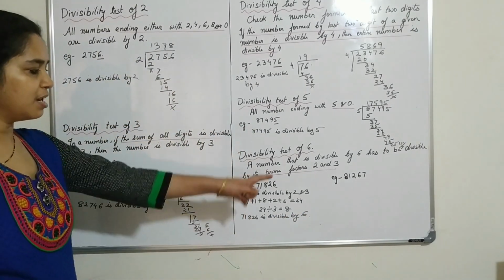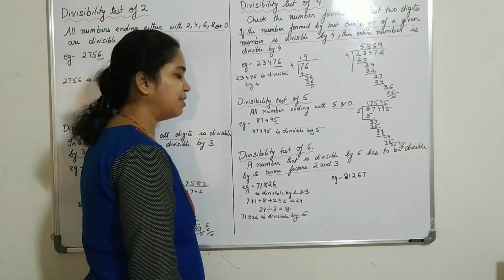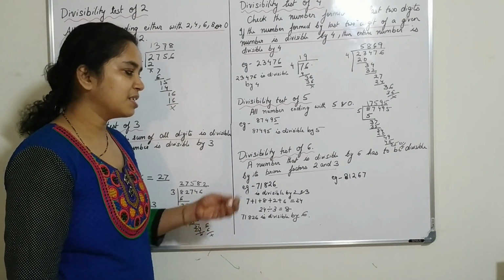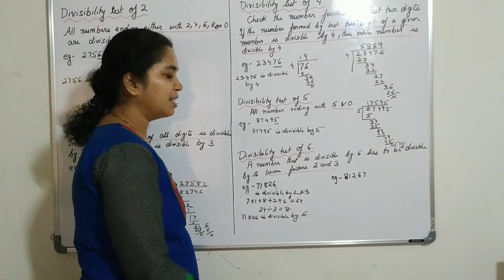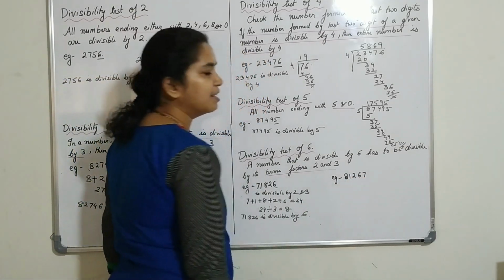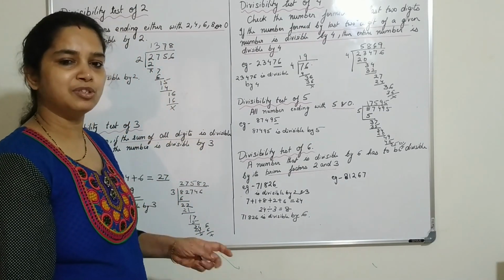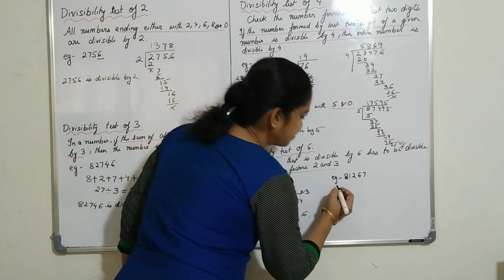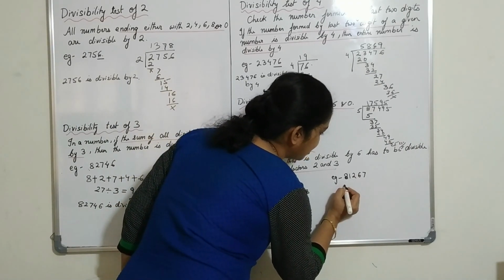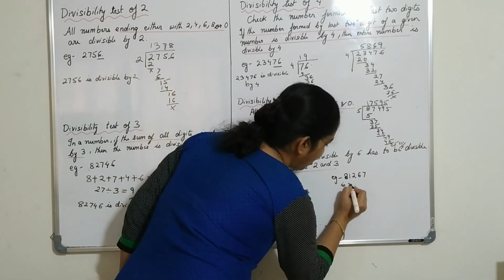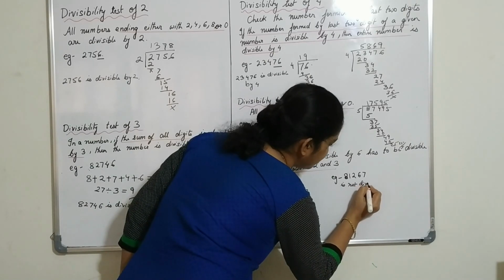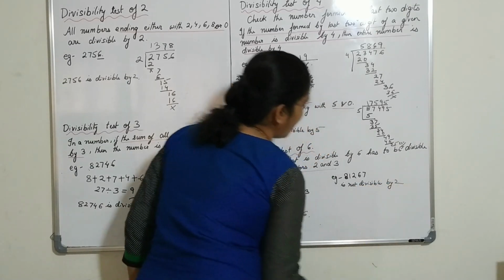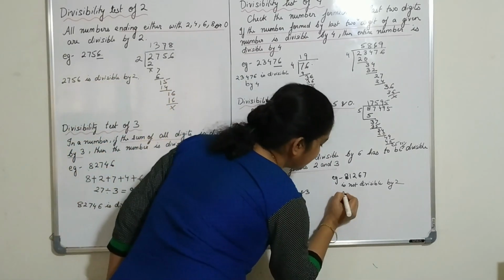Now we have to check another number. It's given as an example, 81267. It is clearly seen that the number contains 7 in the last digit, and it cannot be divided by 2 because the last digit is not an even number. So 81267 is not divisible by 2, and we have to check for 3 also.